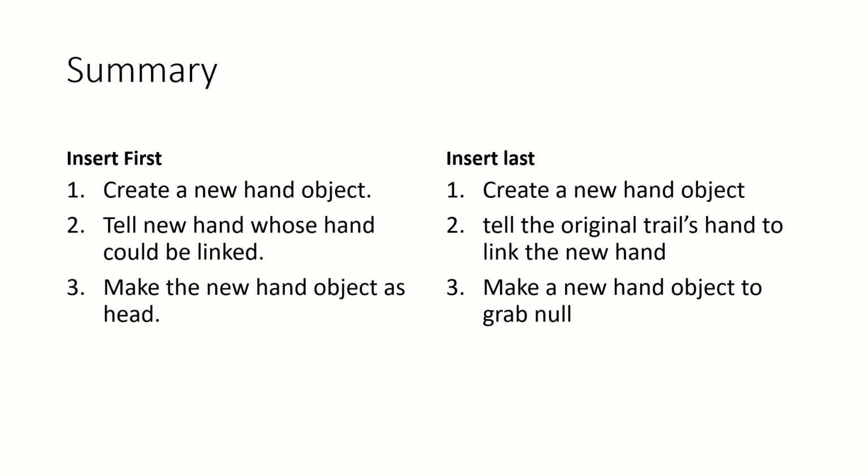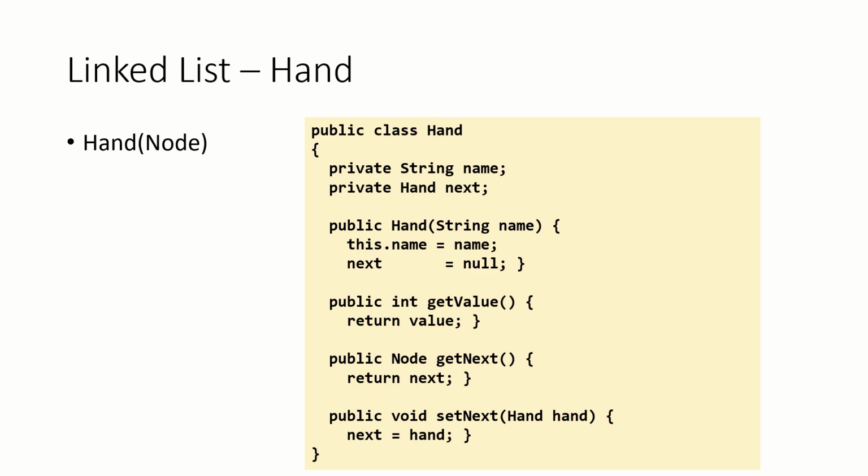Then the insert last. For the insert last, we create a new one, right? Then tell the original tail, okay? Find the original tail, then link the original tail to the new hand, right? And make sure the new hand will point to nothing. All right? So then we take a look at how we implement them. So anyone try to implement them in the code?